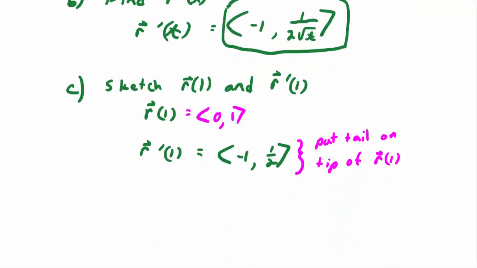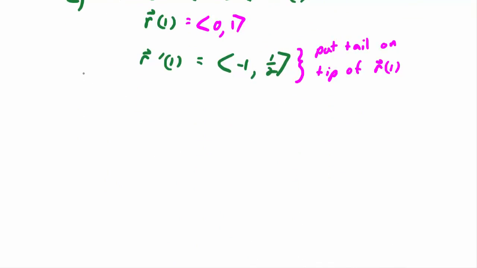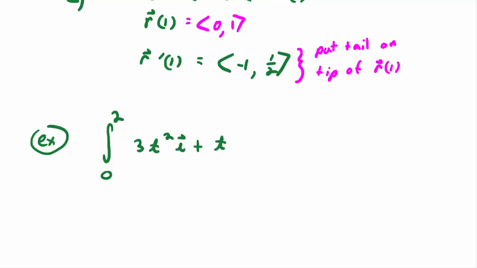Is that okay? Not too crazy yet, right? All right. Let me show you another example. Do you think we can do definite integrals? How about 3t squared i plus tj? The integral from 0 to 2 of 3t squared i plus tj dt, using the same notation as we used in Calc 1, but now we're integrating a vector.